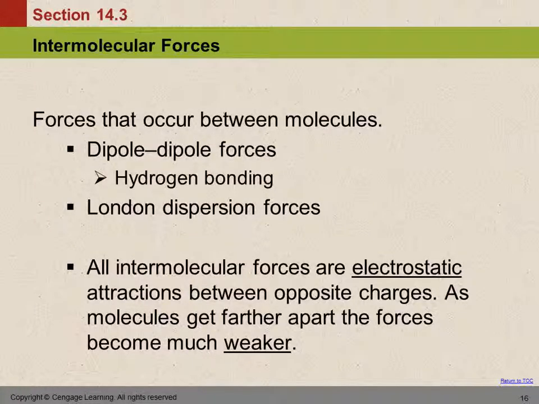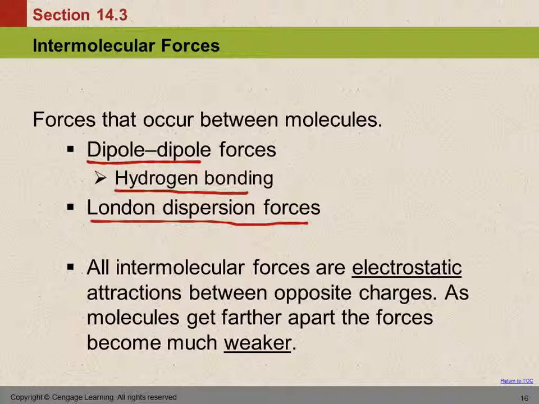So what are these intermolecular forces? There's three different kinds. There's the dipole-dipole forces, there's hydrogen bonds, and London dispersion forces. And we will talk about what these different things are. But all of them are electrostatic in nature. Electrostatic means attractions between opposite charges.